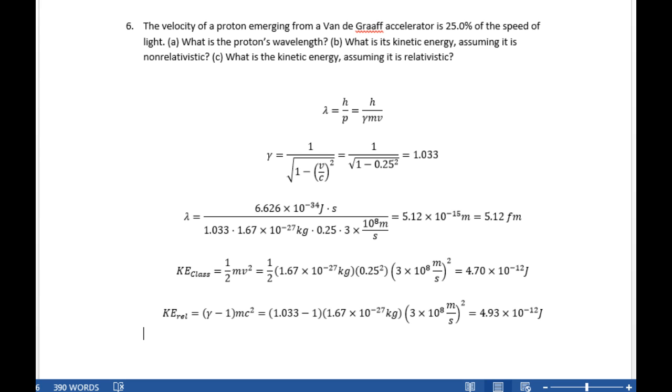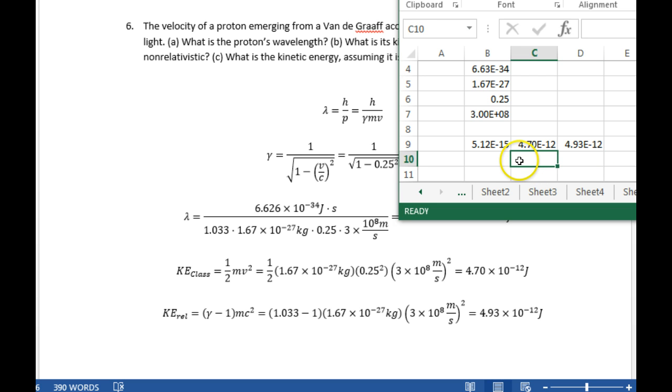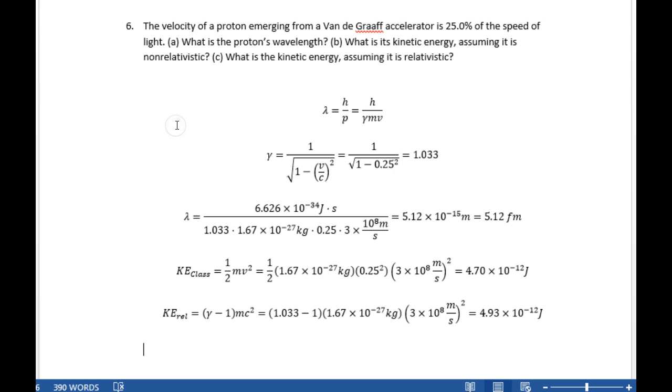And remember earlier I said it's about 3% relativistic. So if we look at 4.93 divided by 4.7, let's just go over to Excel to do this, it's about a 5% effect. All right, about a 5% effect. Okay. So 3 to 5% effect relativistically. And that's it for problem 6.